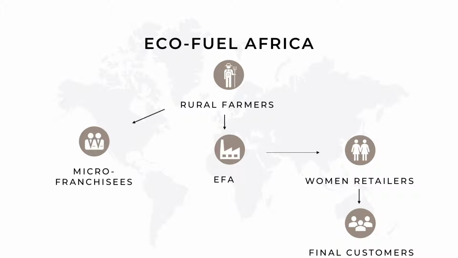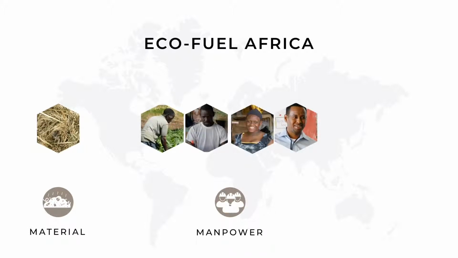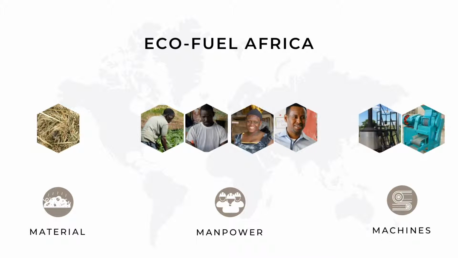The inputs of EFA's production are material, the agricultural waste; manpower, the rural farmers, micro-franchisees, women retailers, and the EFA staff; machine, a kiln for the carbonization of the waste; press machines for the preparation of briquettes; and vehicles for transporting the materials. Once the elements of production are in place, the transformation process occurs.